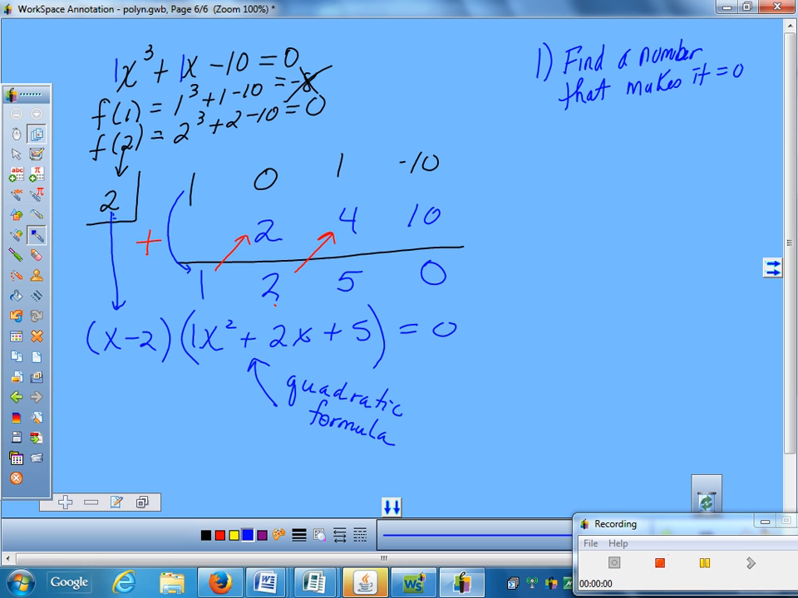It won't factor. There's not factors of 5 that'll make a 2. So you just do the quadratic formula. I'll actually tell you, it's going to come out imaginary. You're going to get negative 1 plus 2i when you do the quadratic formula on it.